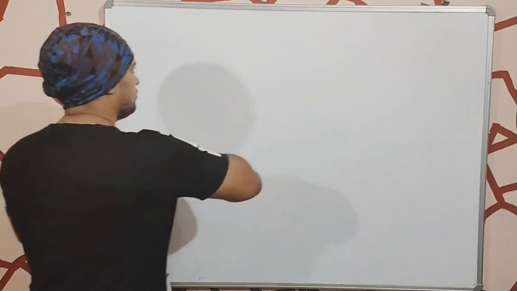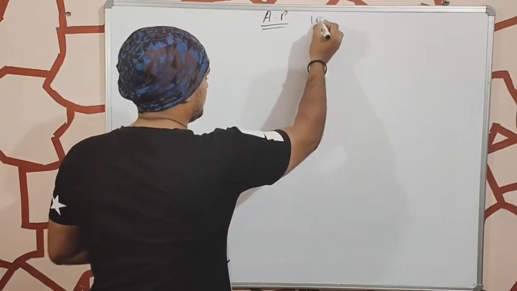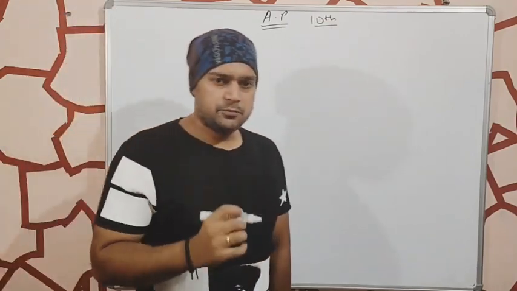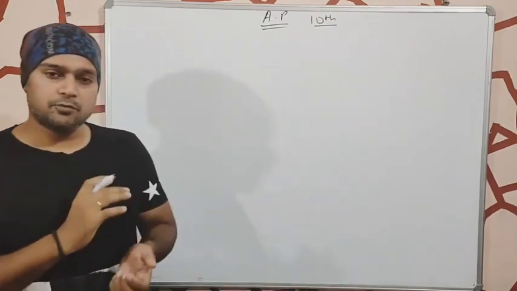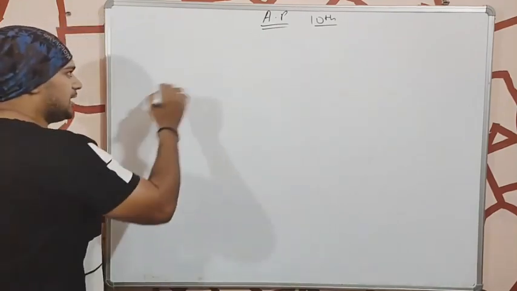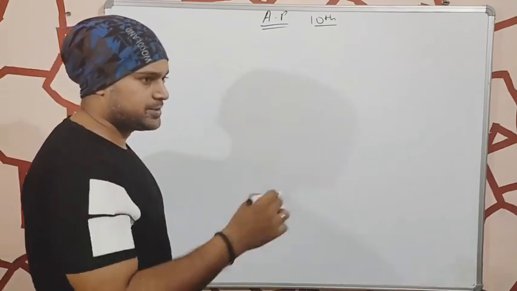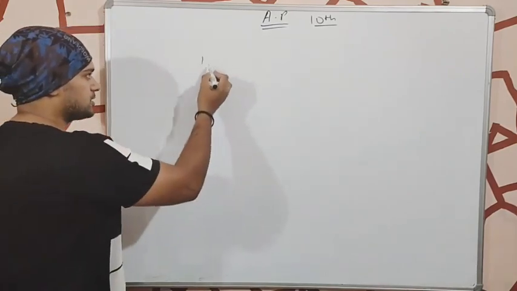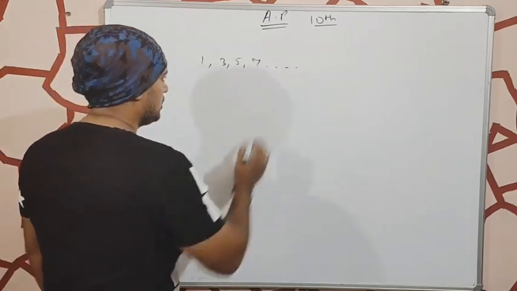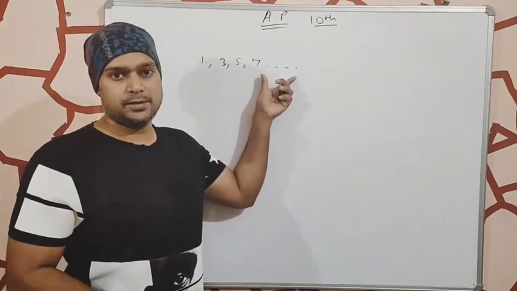Right, so today I am going to teach you arithmetic progression for class 10. What is arithmetic progression? Before proceeding to arithmetic progression, I would like to tell you some other sequences. For example, there is a progression of odd numbers. So list like 1, 3, 5, 7 and so on. So this is a sequence or a progression having odd numbers in it, right?